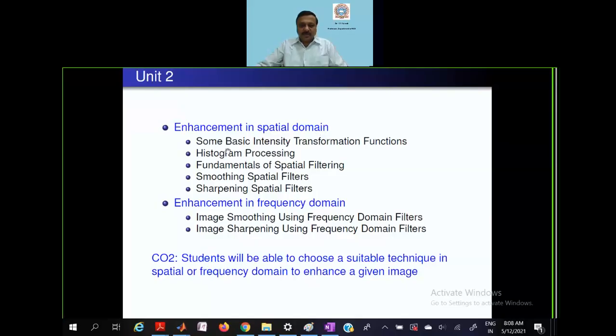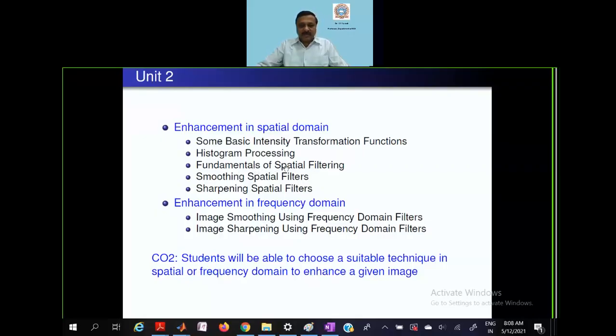Here we are going to look at some basic transformation functions that will change an image gray level into another gray level. By doing that, I am going to get an improvement. There is a very important processing called histogram processing, so we are going to discuss that. Then we discuss a little about how spatial filtering can be done. Just like one-dimensional filtering, we can also do two-dimensional filtering here. So we will discuss the fundamentals.